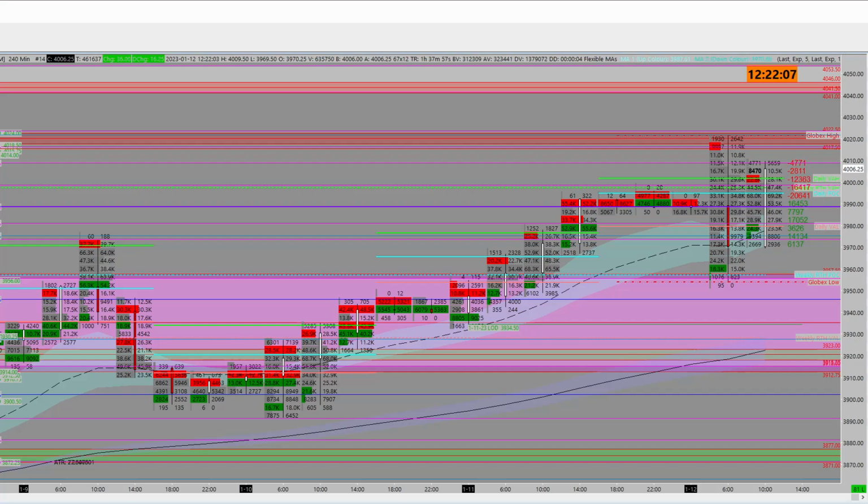What we're looking at here is transacted volume, and this is a 4-hour chart. It's almost 12:30 market time, and as you can see, we've been trading within this area. Similar to yesterday, we've been within balance.